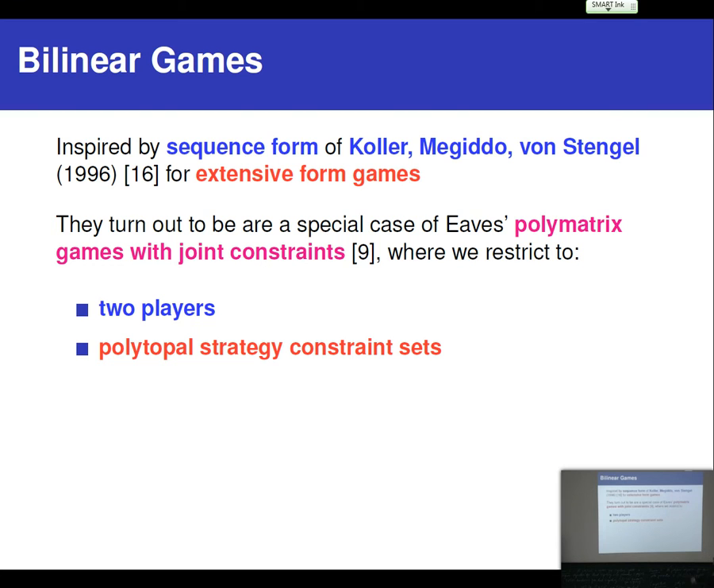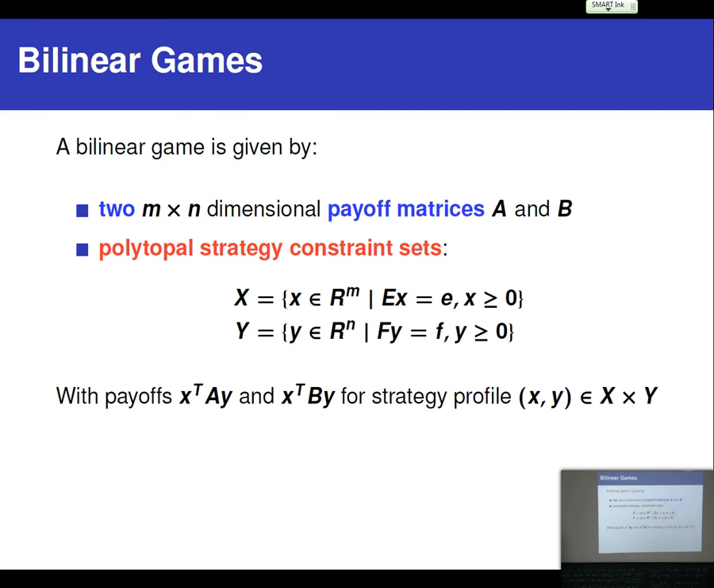So, as I said, this is inspired by the sequence form of Koller, Megiddo and von Stengel. Nimrod's also here, as well as Bernhard. These are for extensive form games, the type of games that Kousha was talking about yesterday. There are two players in these games. The difference is we have general polytopic strategy constraint sets. Again we have two n by n dimensional payoff matrices, A and B, of the same dimension.